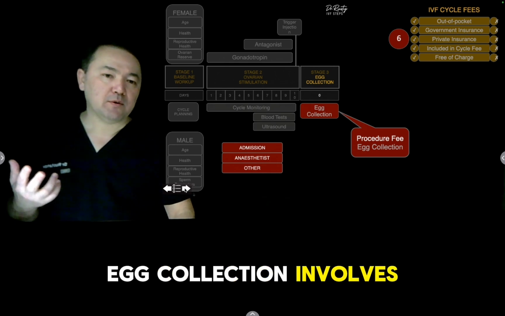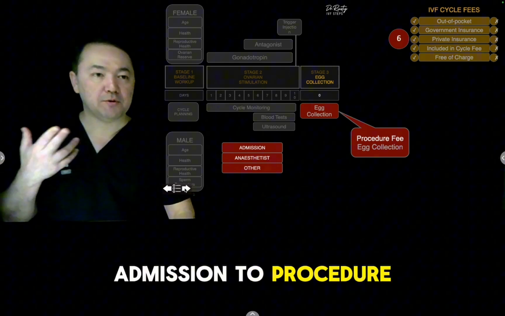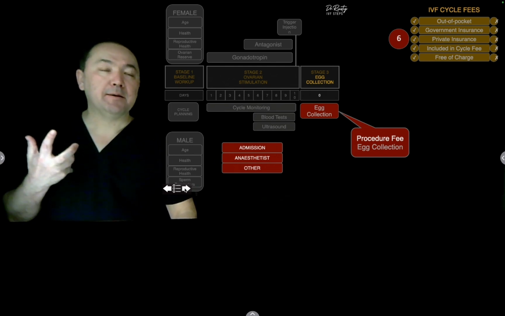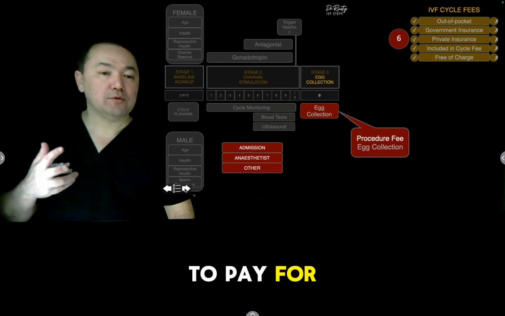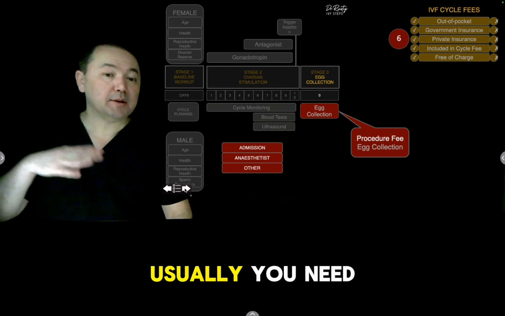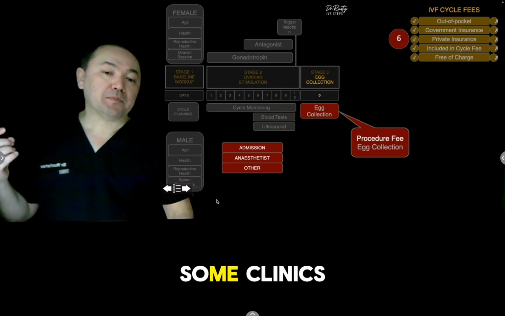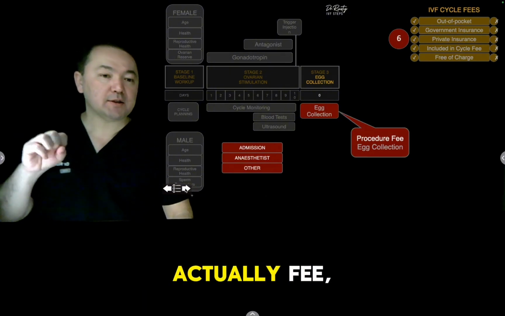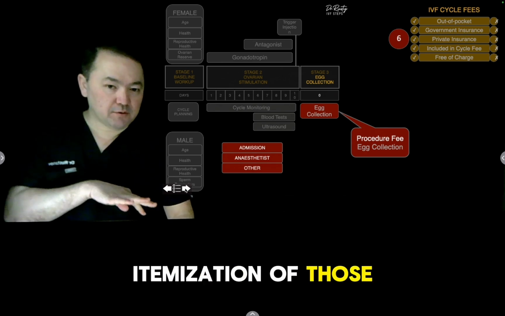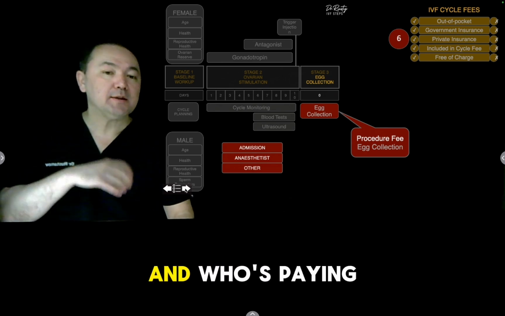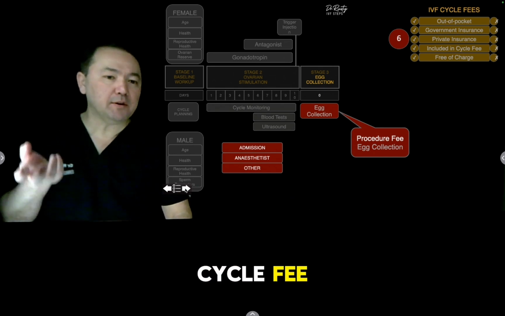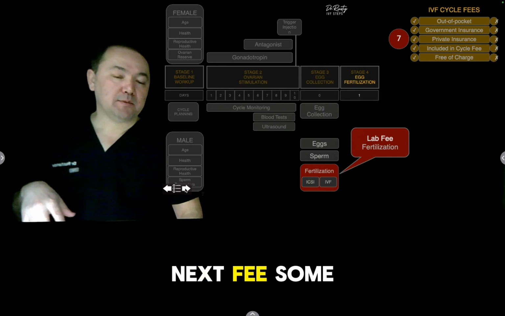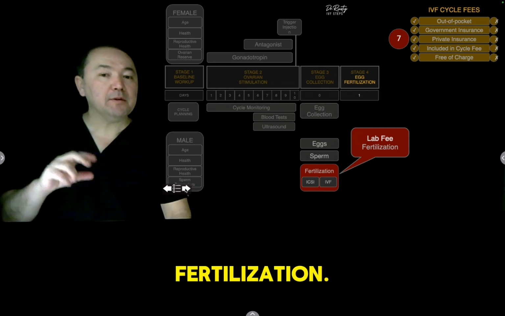Egg collection involves admission to a procedure room or operating room. It involves giving you anesthetic, and usually you need to pay for admission and the anesthetist. Some clinics may even charge a specialist cost. So you need to really clarify what the actual fee is, the itemization of those fees, and the total cost of those fees, and who is paying. Is it included in your cycle fee, or are you paying yourself, or is your insurance covering, or Medicare?